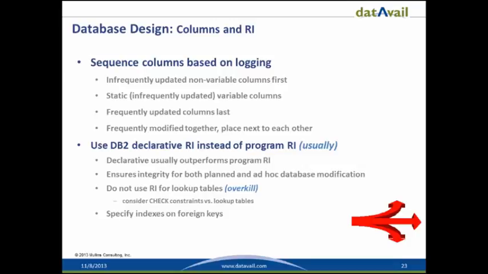Unless it's a variable length record and the record length hasn't changed, then it's the first byte changed to the last byte changed. That's a lot to remember. Don't worry about it, just follow the rules listed here. Put your infrequently updated non-variable columns first, your infrequently updated variable columns after that, and your frequently updated columns at the end. Also, put columns that are frequently modified at the same time next to each other.